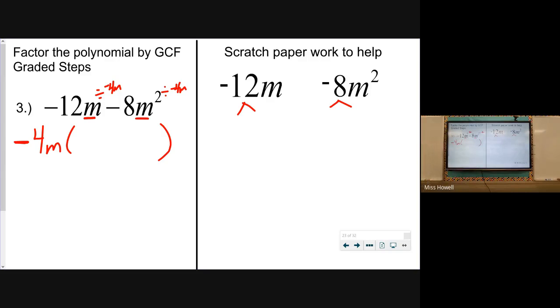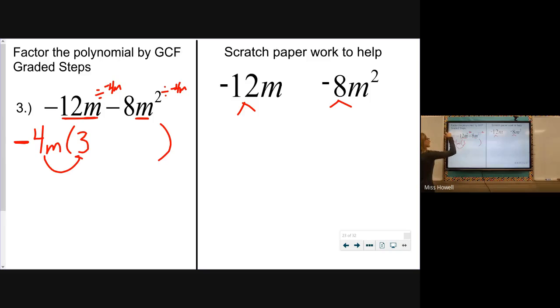Negative divided by negative is a positive. So in here, we're going to have a positive. 12 divided by 4 is a 3. M divided by m would cancel, right? Run your check, distribute. Negative 4m times 3, would it actually give us this negative 12m? Yes, we're good. All right, go to your next one.